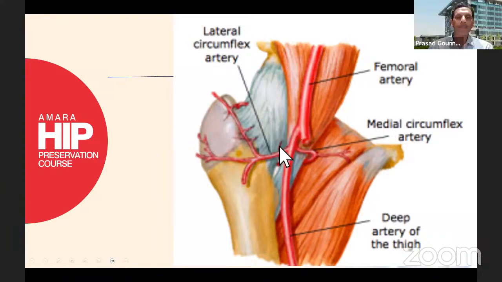Here again, this is the posterior aspect now. Medial circumflex coming around. This is the medial synovial fold vessels, inferior epiphyseal vessels. The ascending branch goes up and supplies most of the head on the top. And this anastomosis does not exist. We operate on hips all the time and look at this area, and there's no anastomosis between the medial and lateral circumflex arteries.